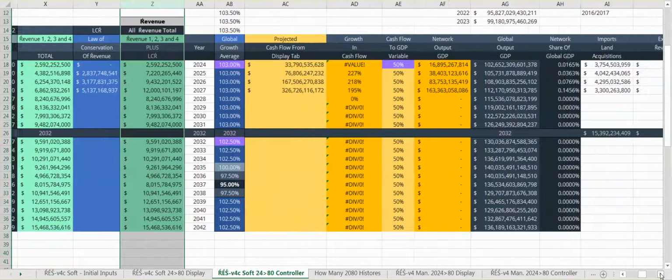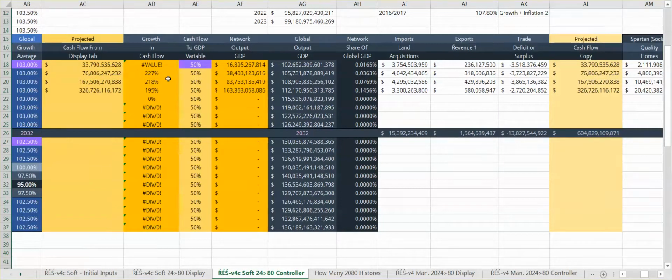Next, in gold, we see cash flow, growth in cash flow in the next column, cash flow to GDP variable, and network GDP. Followed by global GDP, followed by network share of global GDP, which starts at 0.0165%, and in the manual version that we're looking at in the next video, we can see that increase to 1% of GDP by 2050.